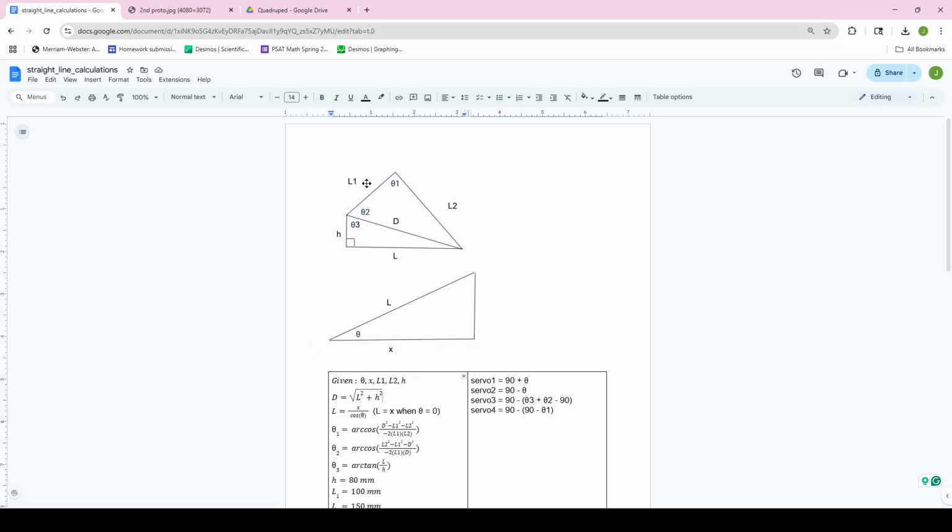and L1 is going to be the first leg length, L2 is going to be the second leg length, and H is going to be the distance that we want the height from the hip to the ground. And so the first unknown variable is going to be D, and this is just going to be the length of the straight line distance from the point where the two legs meet the ground to the hip point, just a straight line distance.